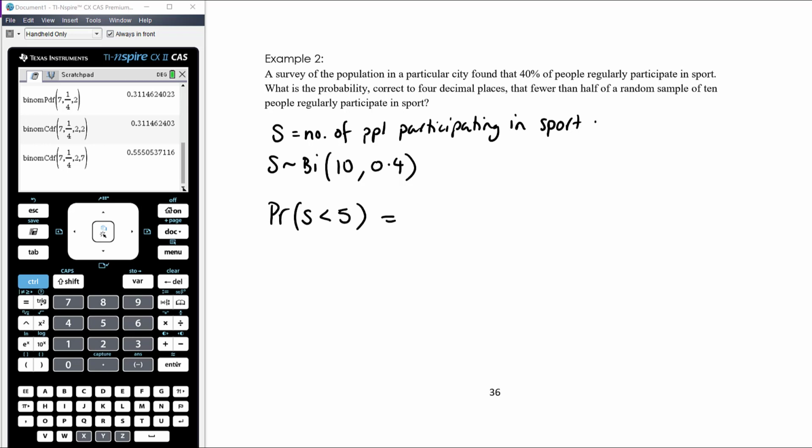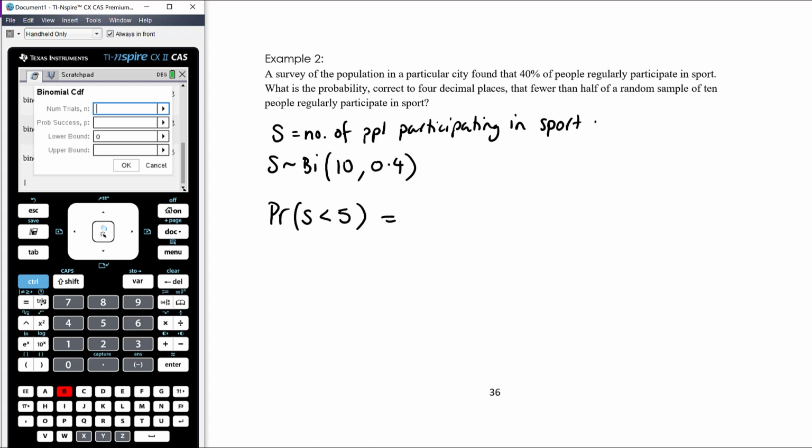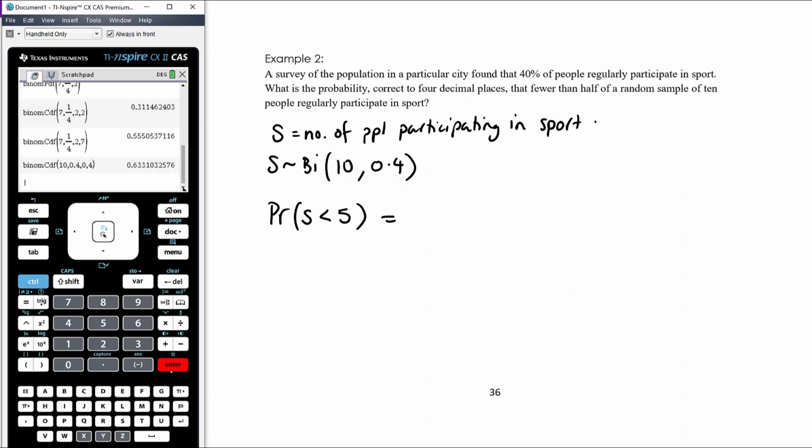Okay, so I'm going to use menu 5, 5, B. Number of trials is 10. Probability of success, probability someone does participate is 0.4. My lower bound in this case will be 0 up to 4. So we want to look at the probability that either none, 1, 2, 3 or 4 of the sample of 10 participate in sport. And we want, again, correct to 4 decimal places, 0.6331.